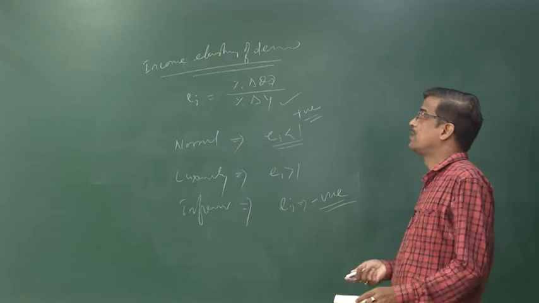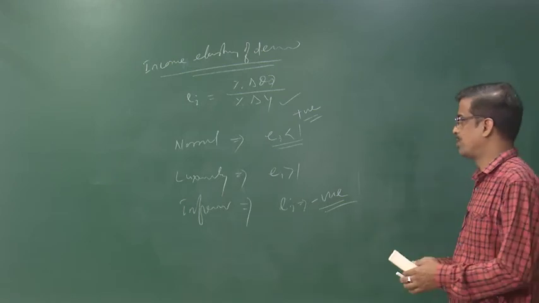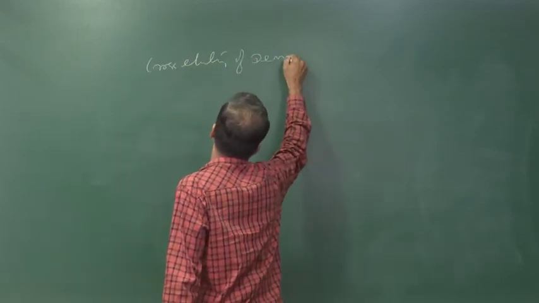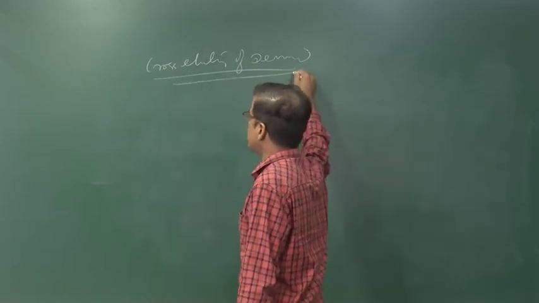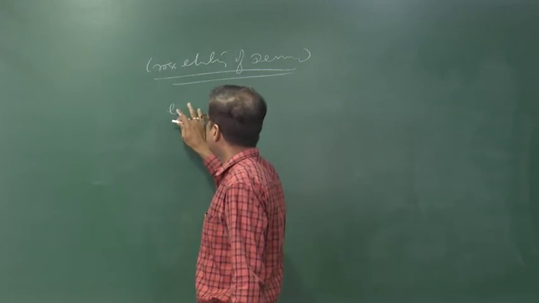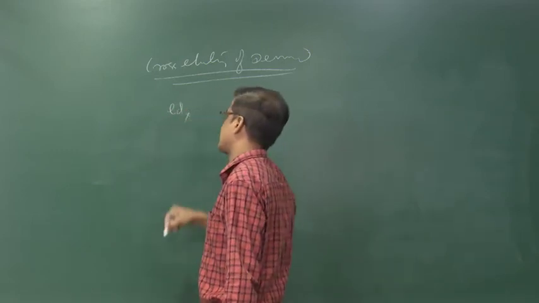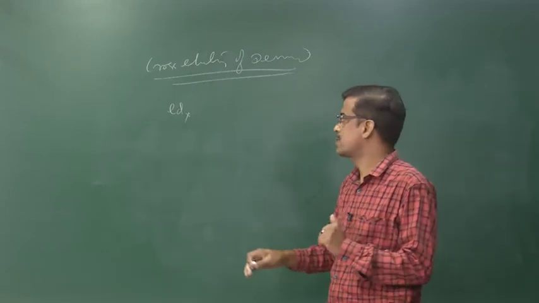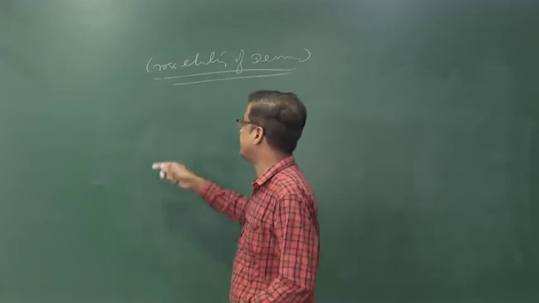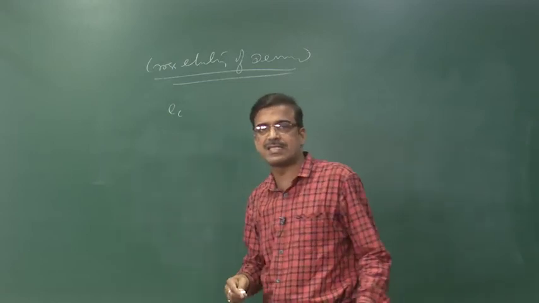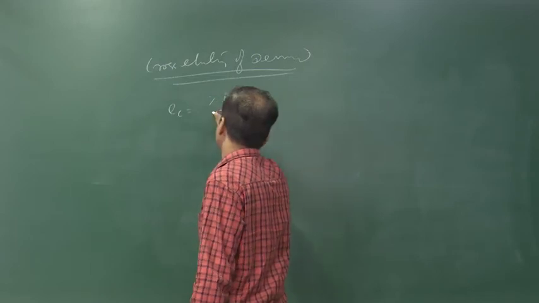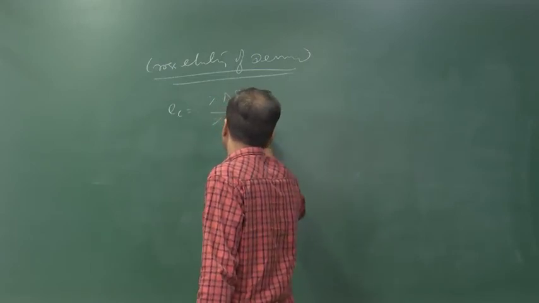Now move to the next bit, the last one, that is called the cross elasticity of demand. Now let's say elasticity of demand of the product X... You can write down that EC, like income elasticity EY or EI, we write EC for cross elastic demand, which means percentage change in quantity demanded of the product X divided by percentage change in price of the product Y.